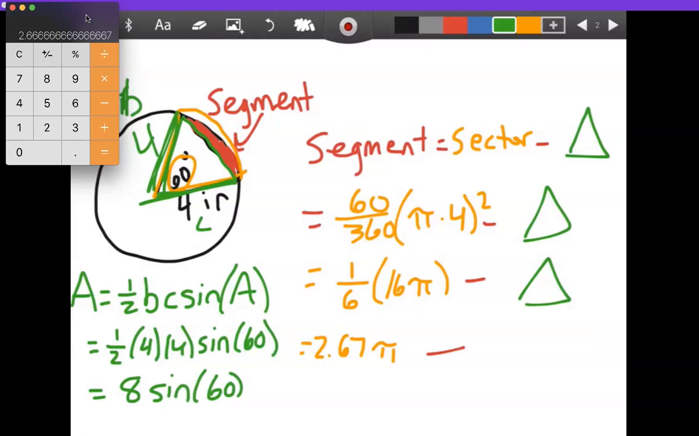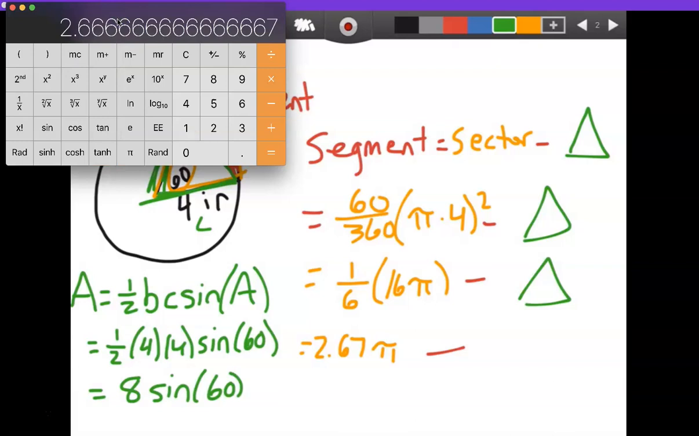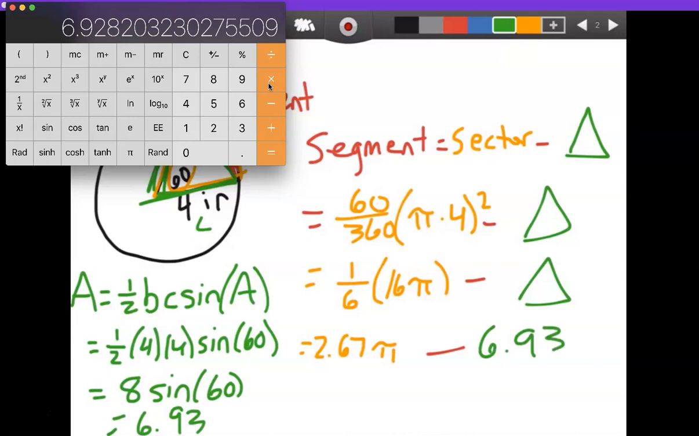Let me see. It looks like my calculator won't do. Oh, here we go. So we go 60 and then sine. We're going to multiply that by 8. And we get the area of the triangle is 6.93. So now we're going to want to go back and get the area of the segment. That was just the triangle area there.